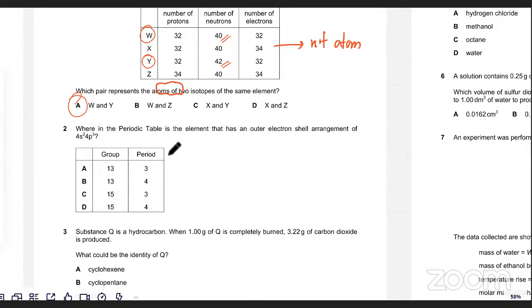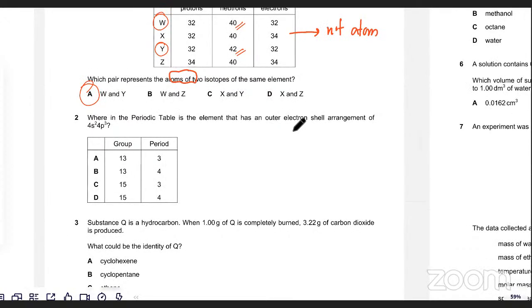The next question is, where in the periodic table is the element that has an outer electronic shell arrangement of 4s2 4p3? We did do this. I told you that group 1 is s1. If you talk about group 2, that's s2. Group 3 would be s2 and p1. Group 4 would be s2 and p2. And the next one is group 5, which is going to be s2 and p3. So it's going to be group 5, which is now called group 15.